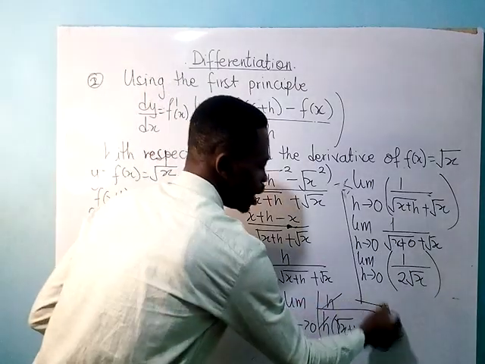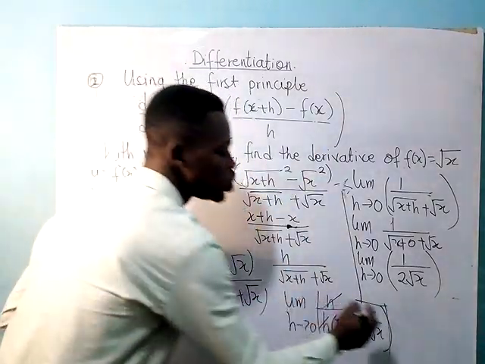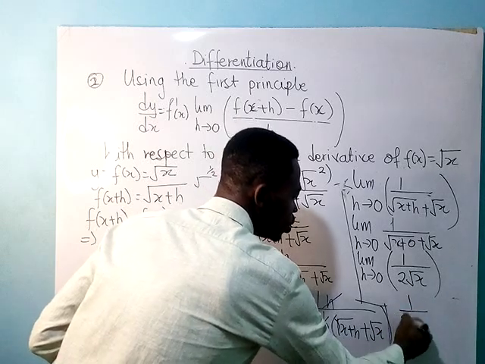So the derivative of square root of x is going to give us 1 over 2 root x.